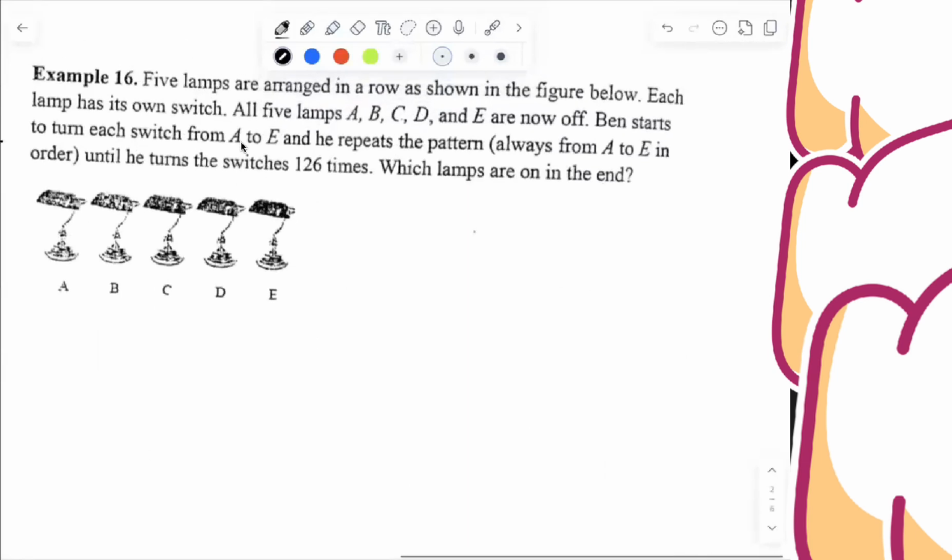Okay, let's move on to example 16. I'll let you guys have a try on this question and tell me your answers in chat.